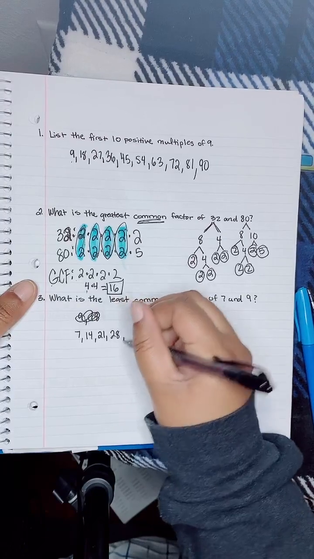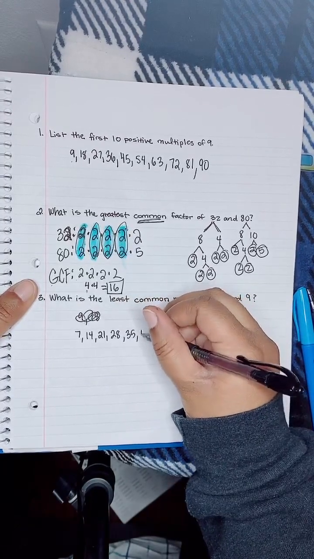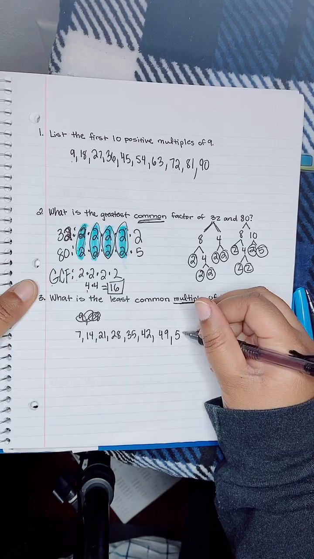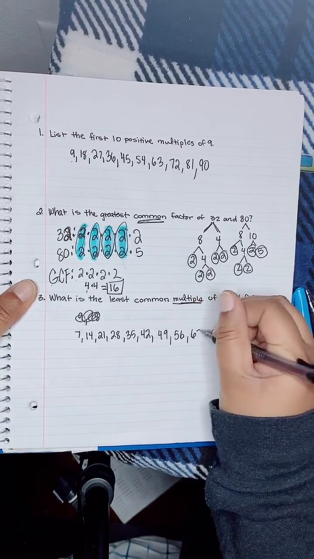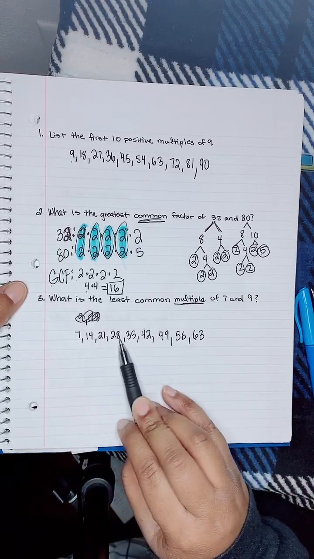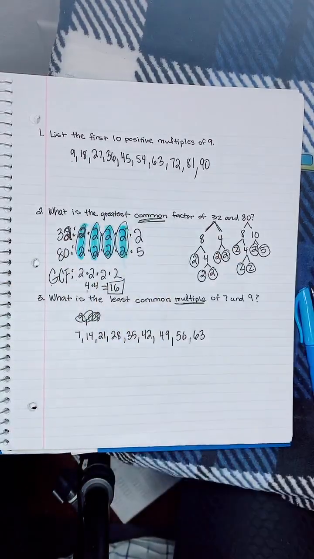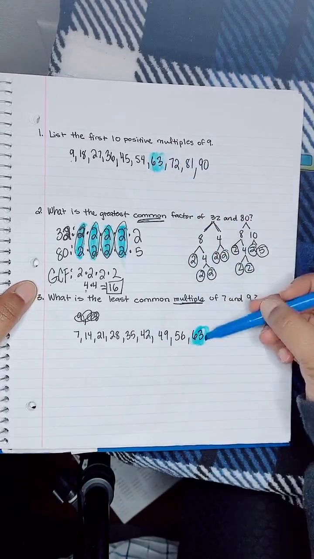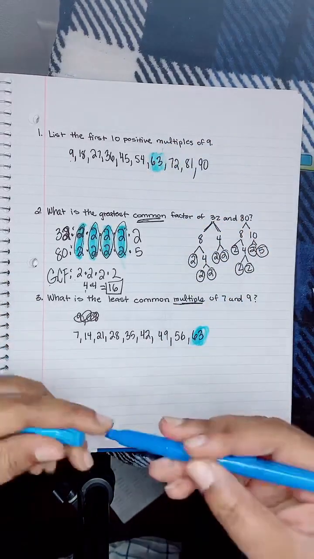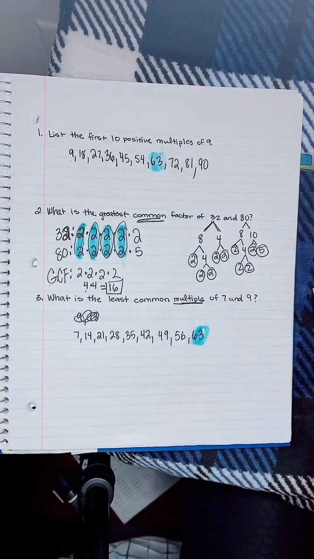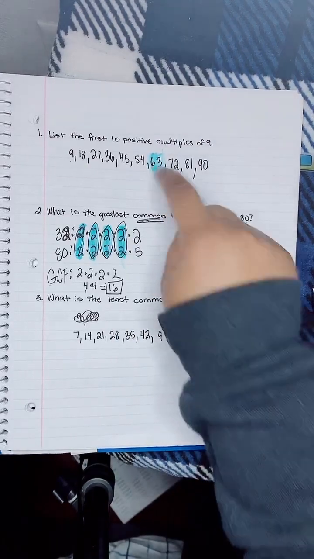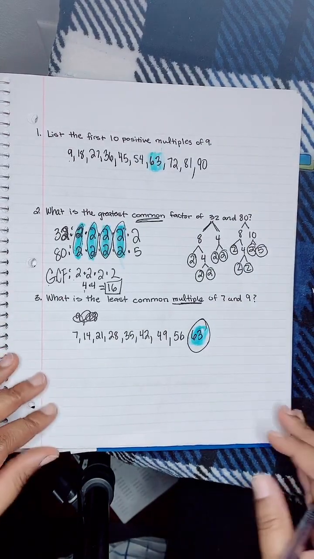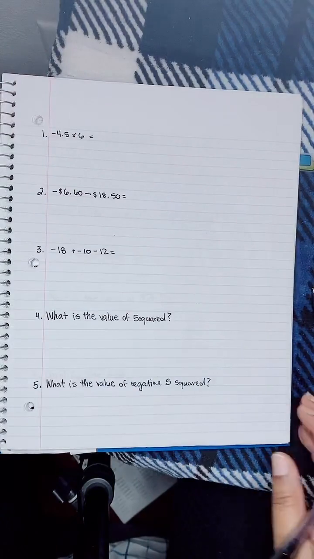21, 28, 35, 42, 49, 56, and 63. So the first multiple that they have in common, if you look here, is 63. This is the least common multiple that they have. If we kept on going, they would have more multiples in common, but we're looking for the least one. So this is the first one that matches up. That's our answer. Great, you guys.